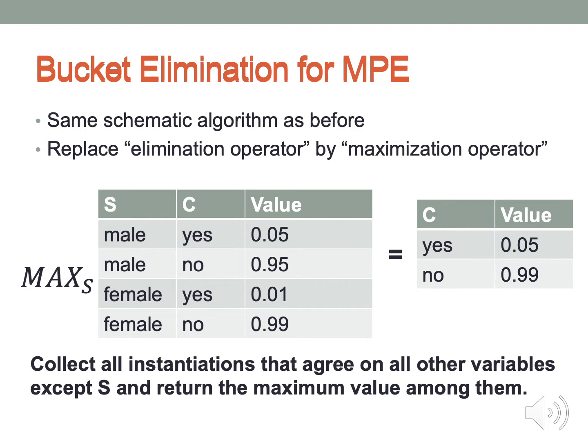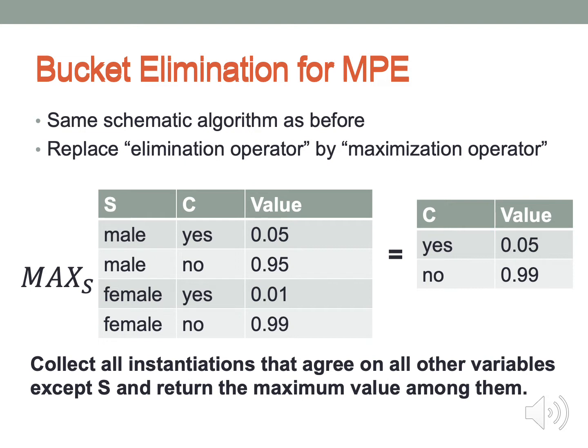I will illustrate the max out operation using a factor that is defined over S and C. Suppose that we want to max out the variable S from this factor. You can achieve this by fixing the values of the remaining variables, which in this case is C, and then choosing the maximum value over the possible instantiations of S.